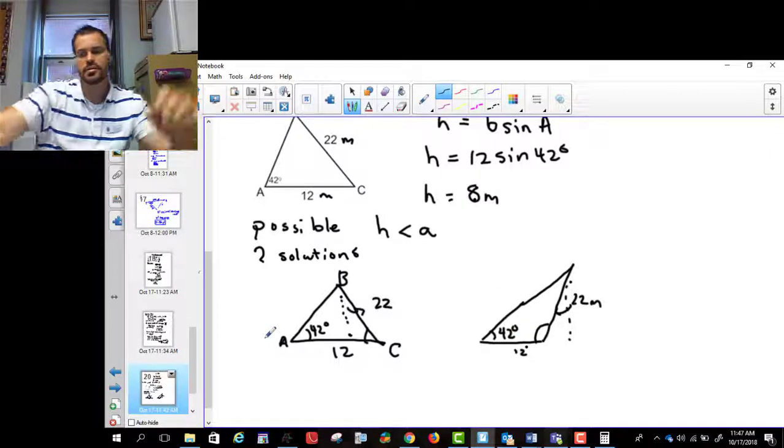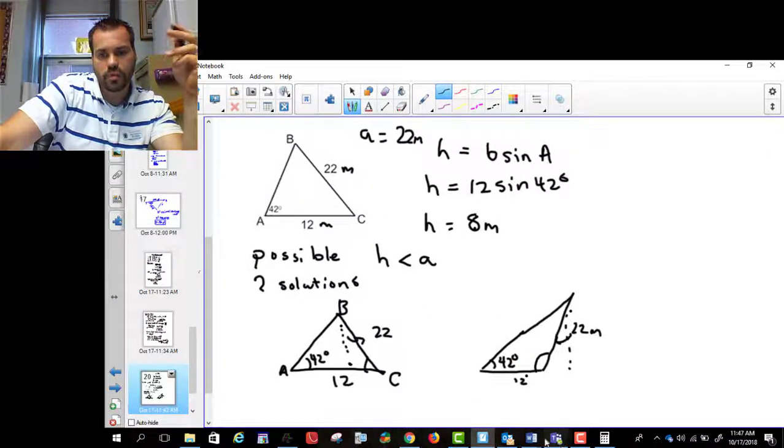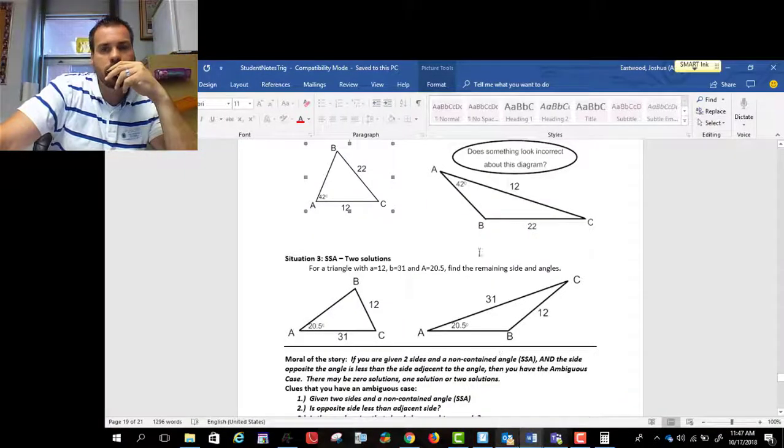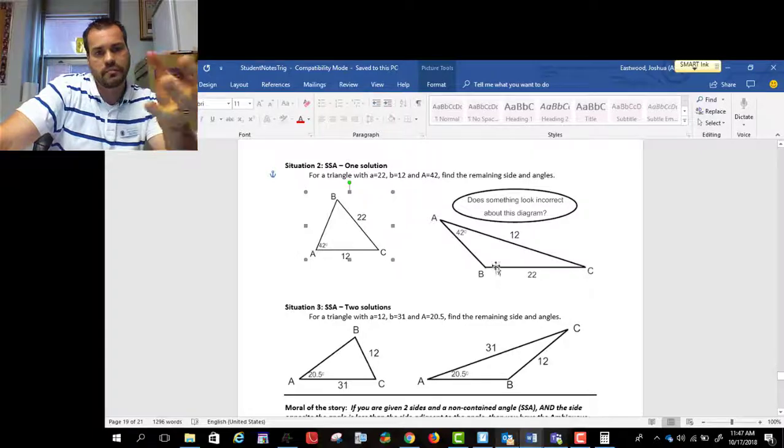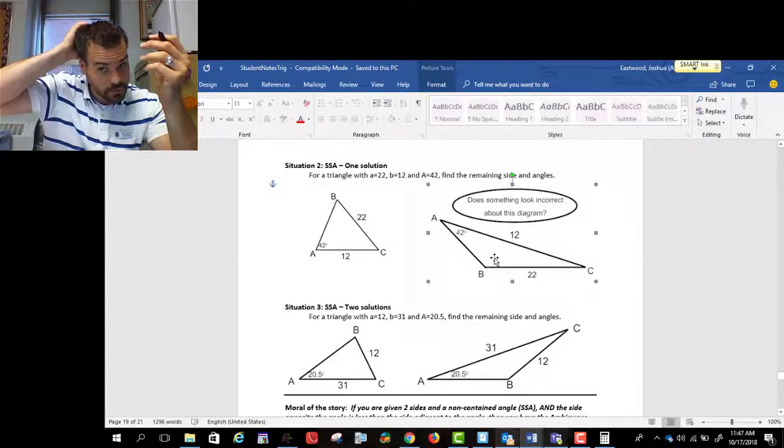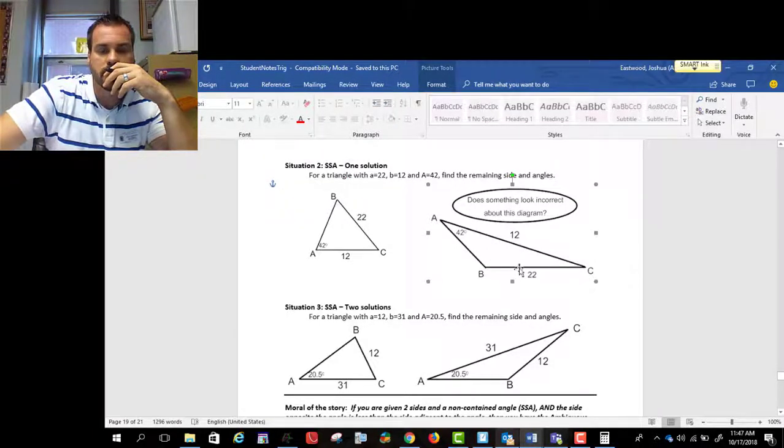If you look back at the picture, the way they've drawn it in your notebook, they've just rotated it, so it makes it easier to see. But the biggest angle has to be across from the biggest side. So in other words, if it's 42 degrees, that has to be across from 22.